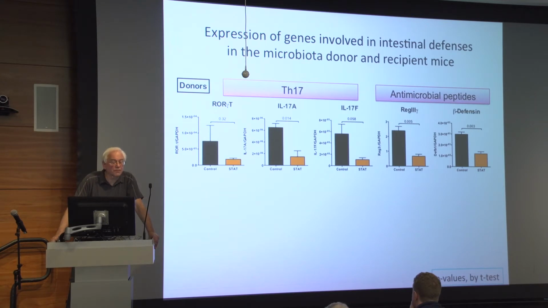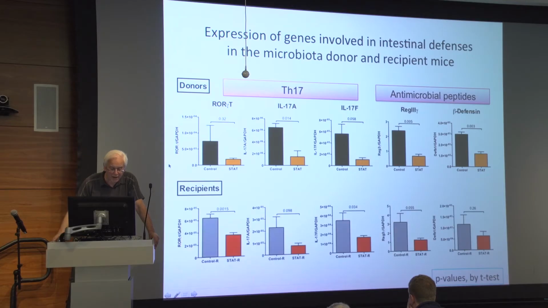How about immunologic phenomena? Here we're going to look at expression of genes involved in intestinal defenses. We're going to start by looking at the donor mice: Th17-related genes, antimicrobial peptides downstream of Th17s, transcription factors, cytokines. For all of them, we see that these populations of genes are down, as we've come to expect in the donor mice that are treated with antibiotics. But how about if we transfer the microbiota from these mice to the recipients? And in fact, we see the same phenomena as well. So this provides evidence that the immunologic signal is transferable with the microbiota as well.